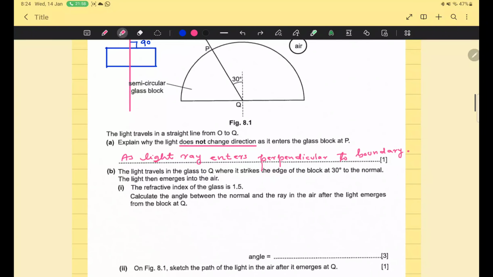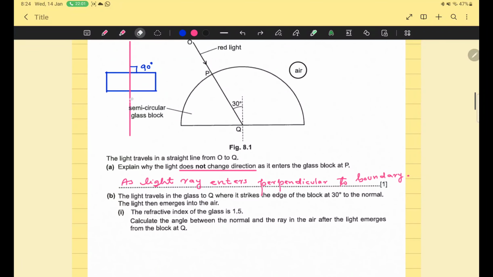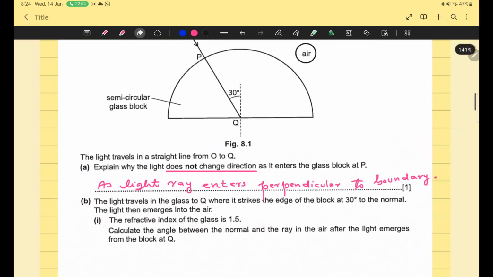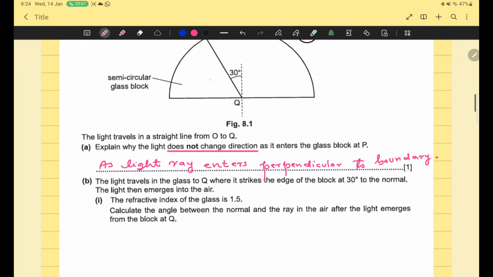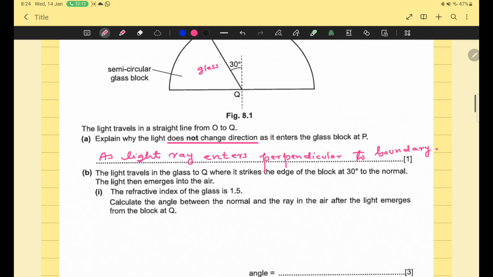Okay, now I'm teaching you a new thing. Here, the light is in glass. This ray is the incident ray, and this ray is making a 30-degree angle with the normal. Then angle I is 30 degrees.